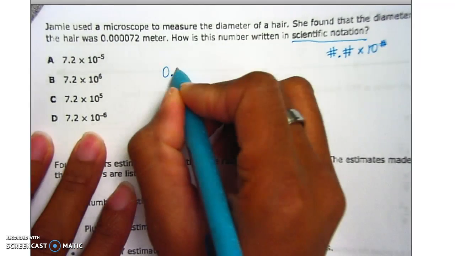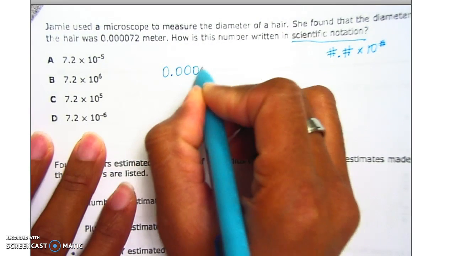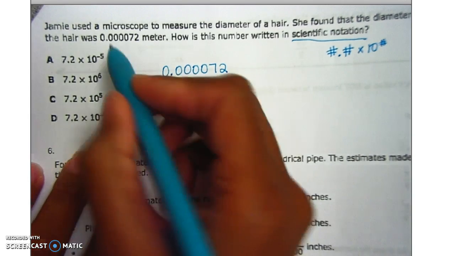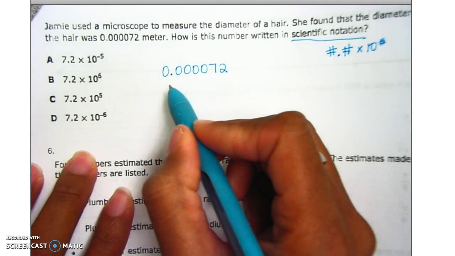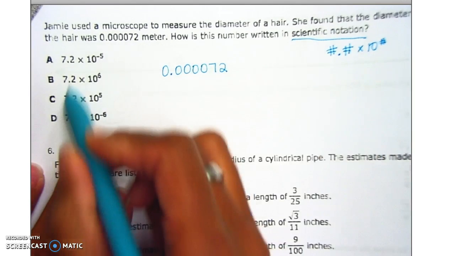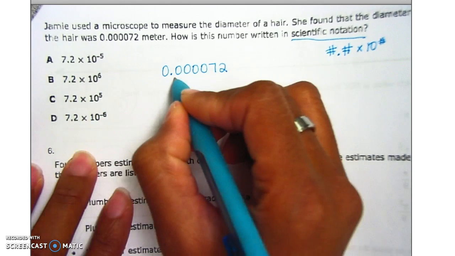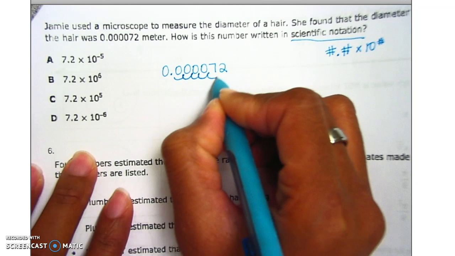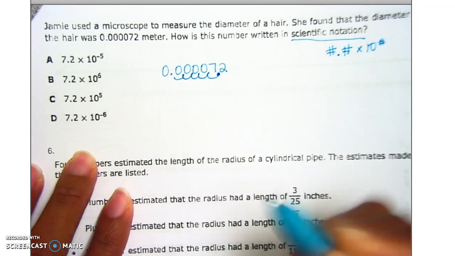So then we're going to go 0. We're going to rewrite our number. Remember, it's going to stop in between the first two numbers that are not 0. And it kind of already tells you where to stop based on your answer choices. So we're moving our decimal point. First two numbers that are not 0.